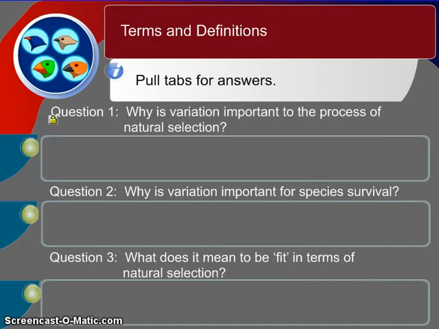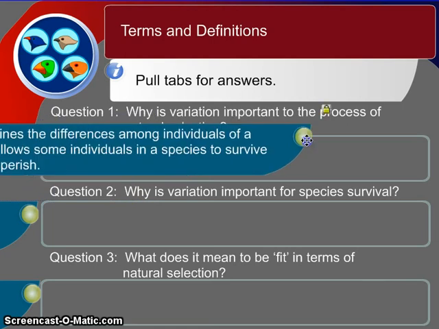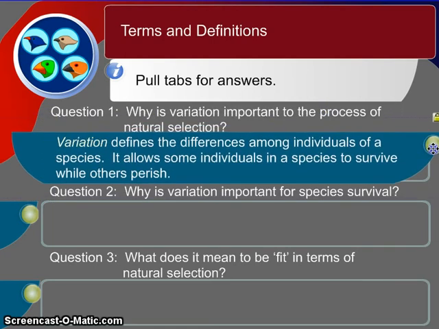So now we are going to be looking at terms associated with biological diversity. Let's first look at question number 1. Why is variation important to the process of natural selection? Well, remember that variation are those little differences that happen among genes. We call them mutations. And some of these variations actually allow individuals in a species to survive while others perish.